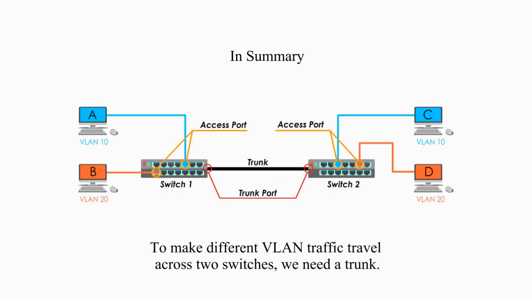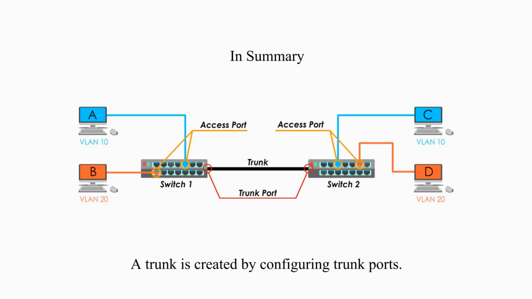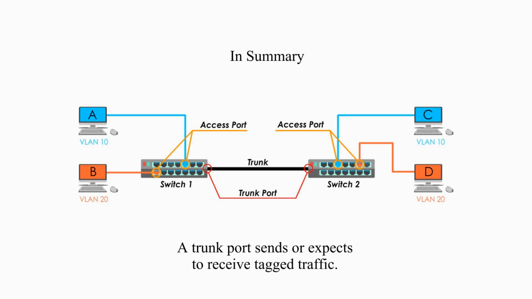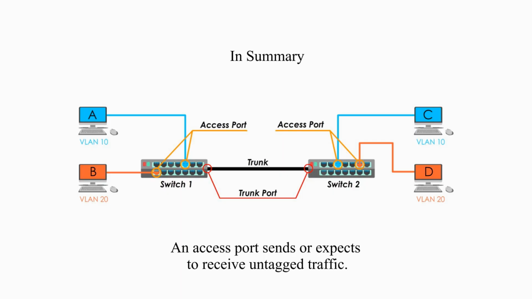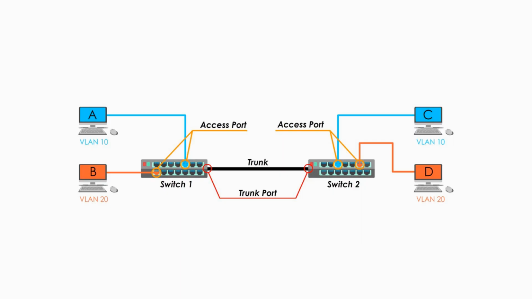In summary, to make different VLAN traffic travel across two switches, we need a trunk. A trunk is created by configuring trunk ports. A trunk port sends and expects to receive tagged traffic. An access port sends or expects to receive untagged traffic.